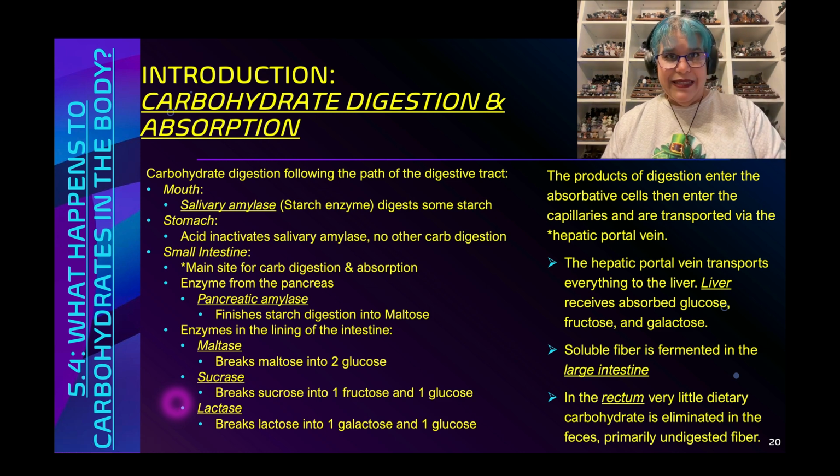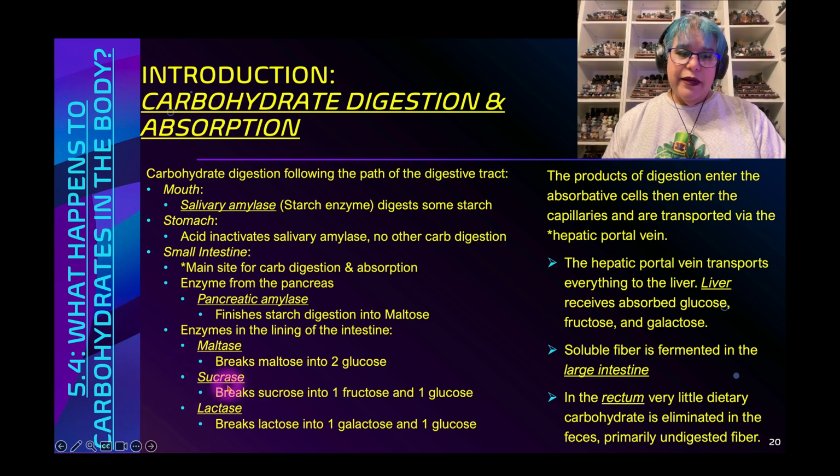So maltase is the enzyme that digests maltose. Sucrase is the enzyme that digests sucrose. Lactase is the enzyme that digests lactose. So maltase is going to break this maltose down into 2 glucose molecules, because we know maltose is 2 glucose glued together. Sucrase is going to break down sucrose into the fructose and the glucose, and lactase should break lactose down to galactose and glucose. So we're taking our disaccharides and we're breaking them down into monosaccharides.